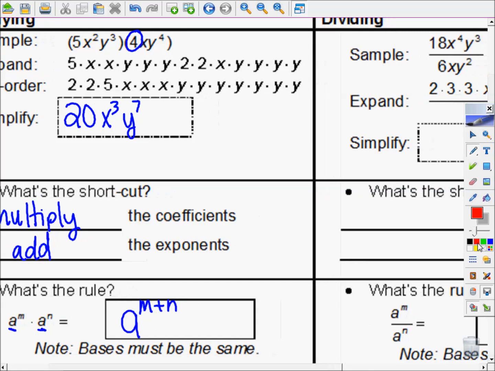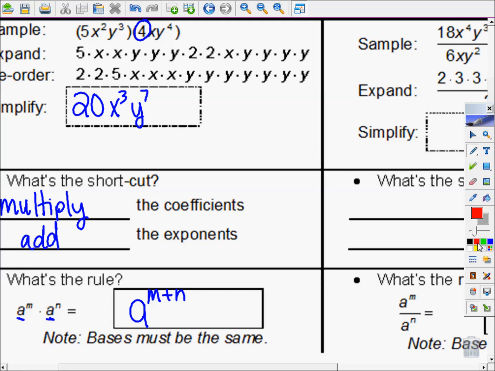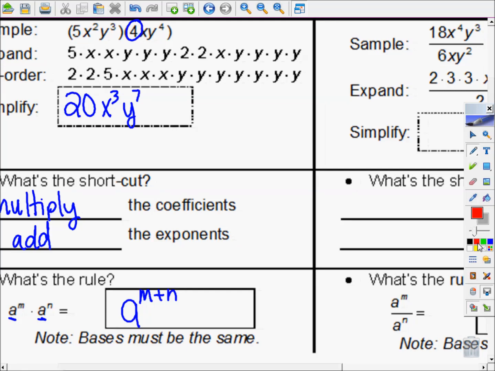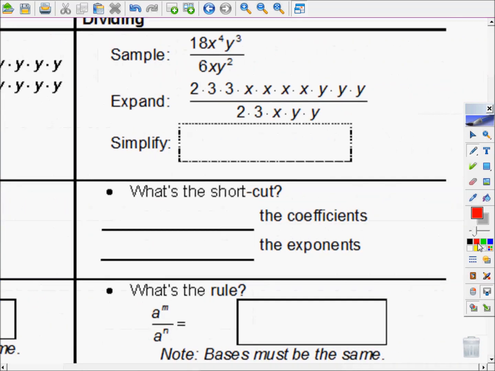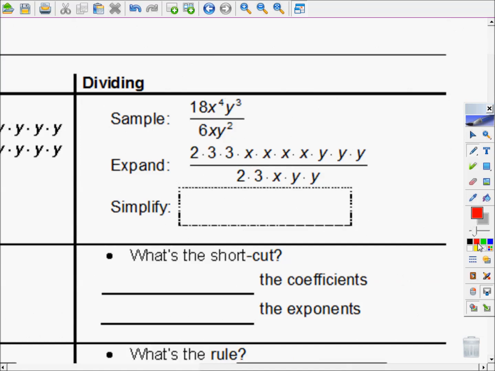But there's 2 A's. No, that's not what the rule says. The rule is that's your base, and you're only adding the exponents. All right, here we go with dividing. With dividing, they taught you the same thing. Take your numerator, expand it out. So you would take the number, find its prime factorization, and expand it out.